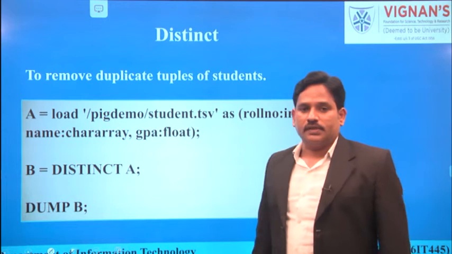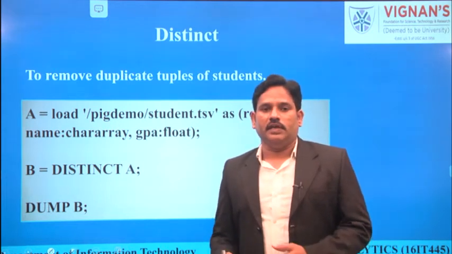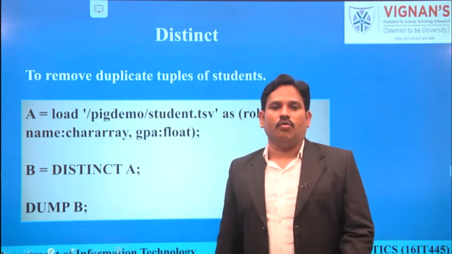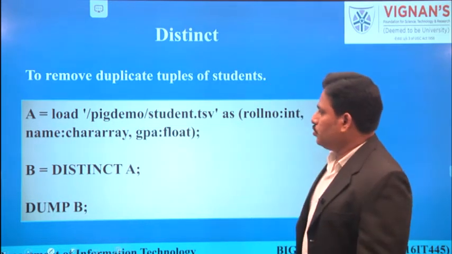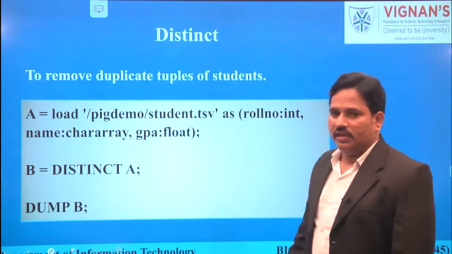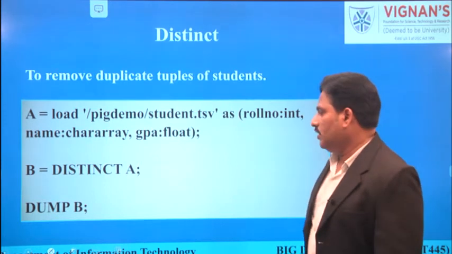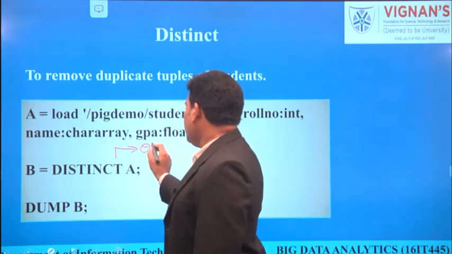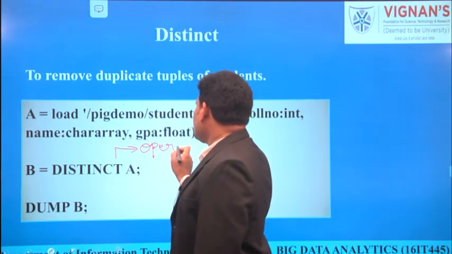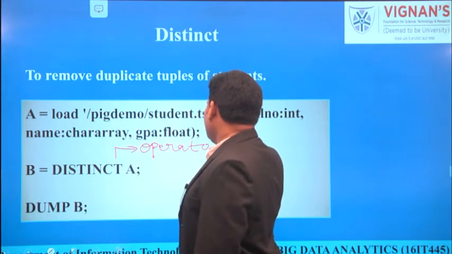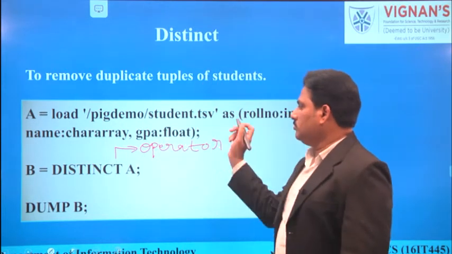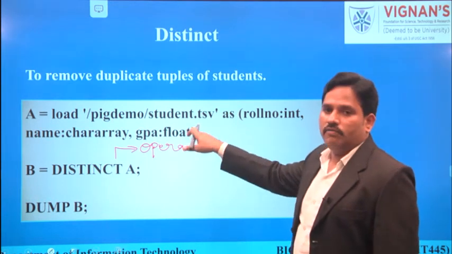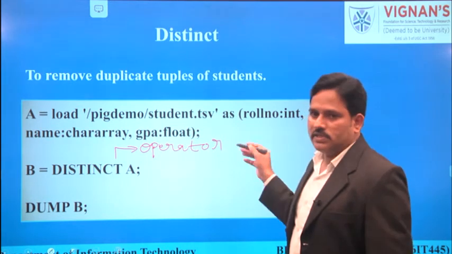Now how to remove the duplicates? If the same information is repeated multiple times, then how can we eliminate those duplicates? To eliminate duplicates, we have a keyword called distinct. Here we can use the distinct operator to eliminate duplicates. Let us assume the same syntax here, because we are taking the same student data for all the examples. So the first statement is common.